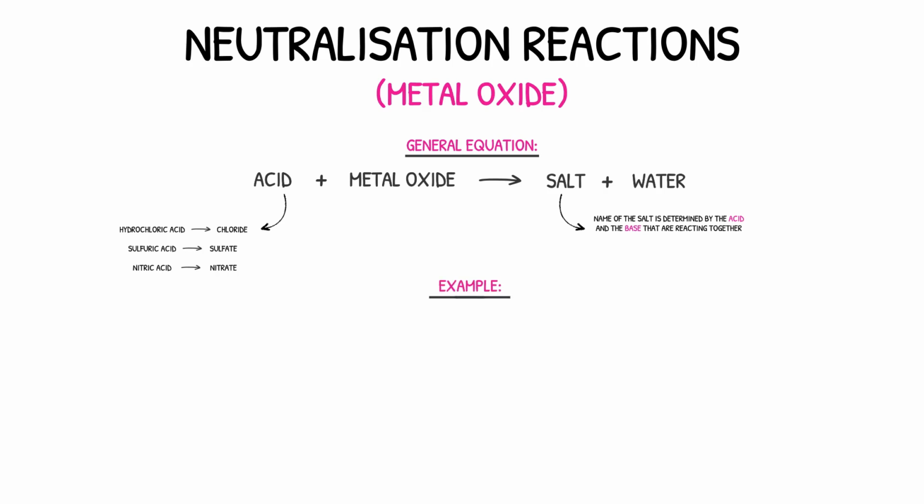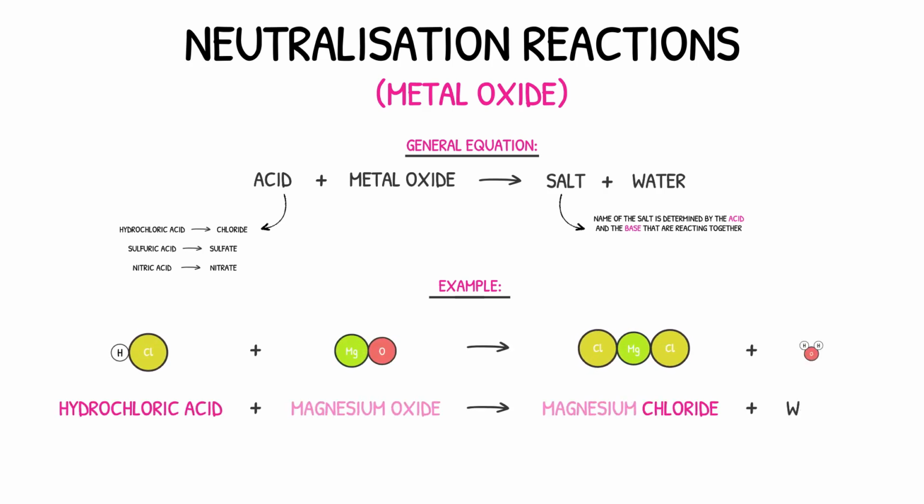For example, the neutralization reaction between hydrochloric acid and magnesium oxide forms magnesium chloride and water. The first name of the salt is always the same as the metal found in the base, which in this case is magnesium. The second name of the salt is determined by the acid.